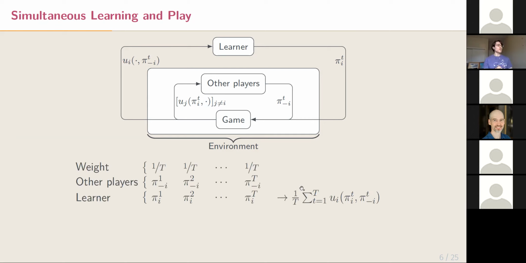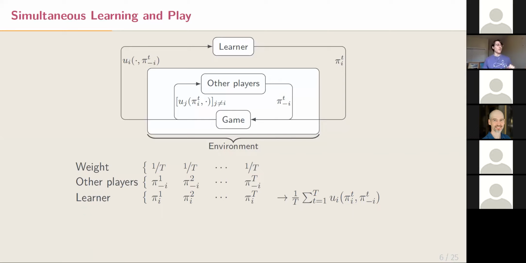So if we unroll this process after T rounds have been played, we can see that the other players and the learner have all produced T strategies. And by uniformly weighting across these rounds, we can get a final score for the learner, just the average payoff that the learner received over time.